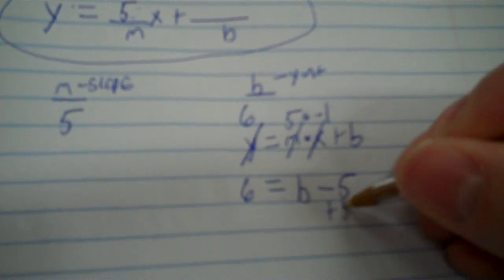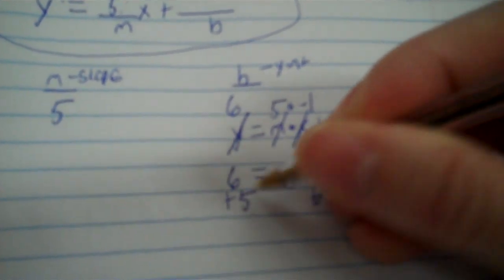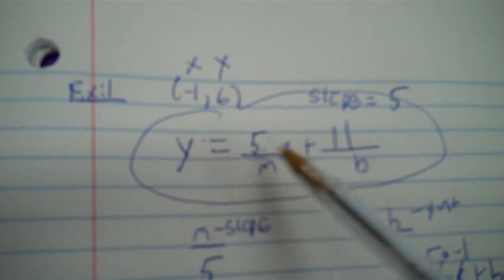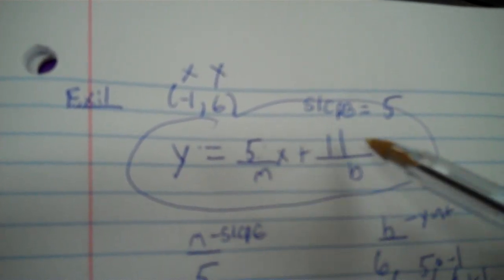And then you just add 5, and 11 equals b. Or b equals 11, however you want to put it. That's the answer to the problem. This is your answer right here: y equals 5x plus 11. Okay.